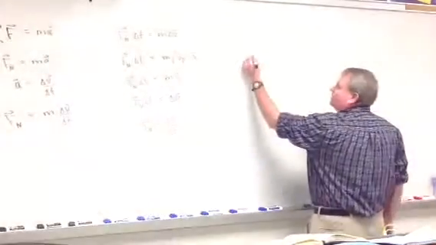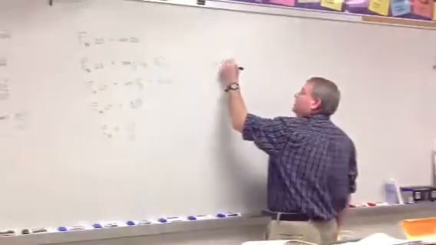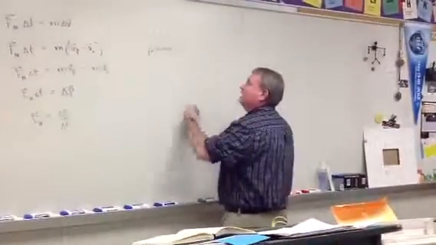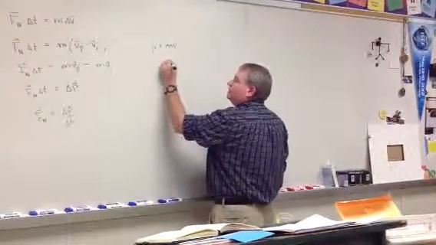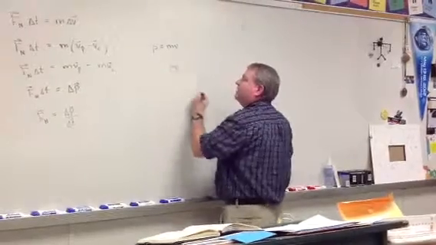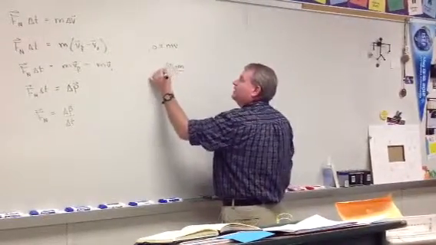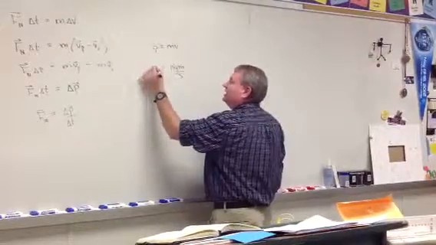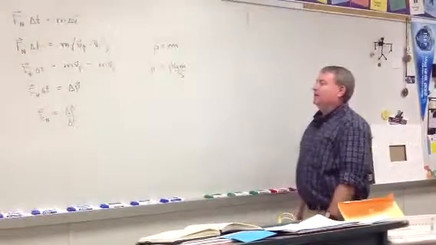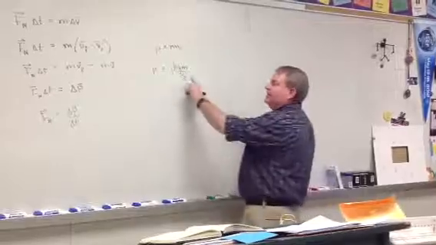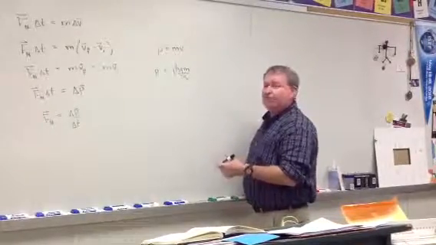Now let's look at momentum really quickly. Momentum is by definition mass times velocity. The SI unit for mass is the kilogram. The unit for velocity is the meter per second. So 1 kilogram meter per second is the unit for momentum. And this doesn't have any shorthand form.